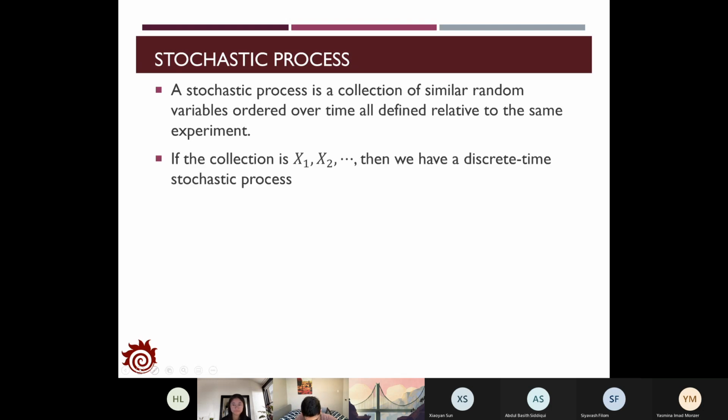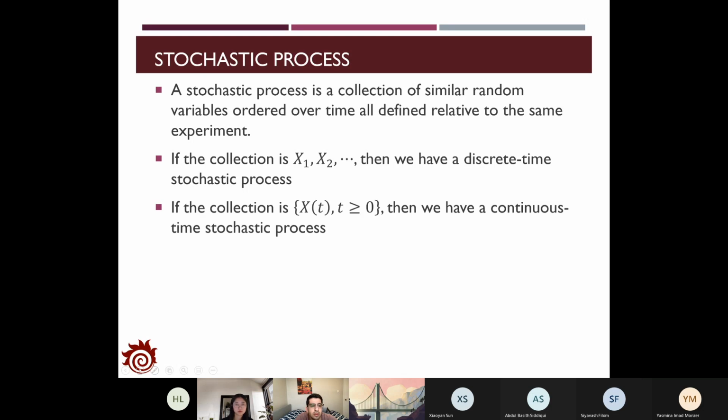If we have a set of collections x1, x2, x3, without continuous values, then we say that they are a discrete time stochastic process. But if there are continuous values changing continuously over time, then we define them as a continuous time stochastic process. So those two are different based on the possible values we have.